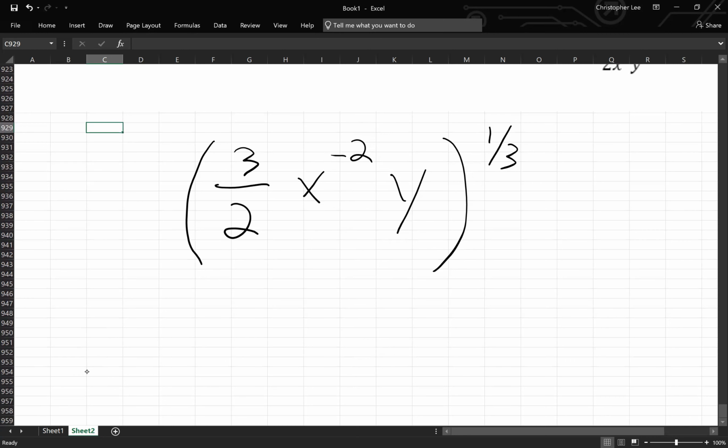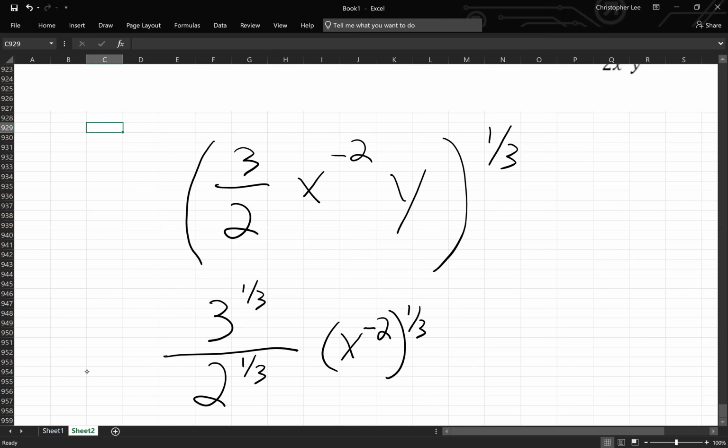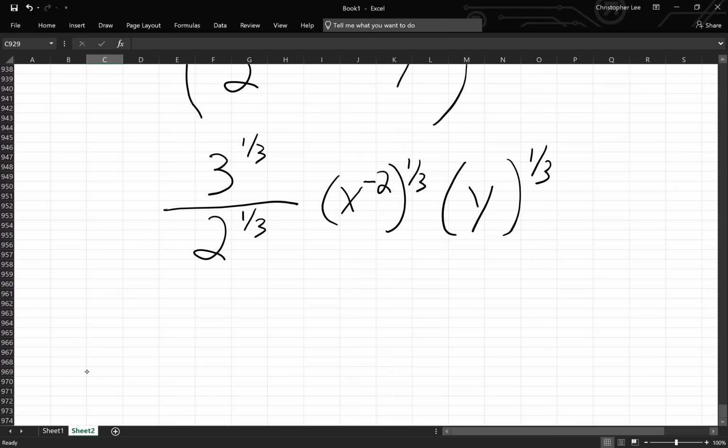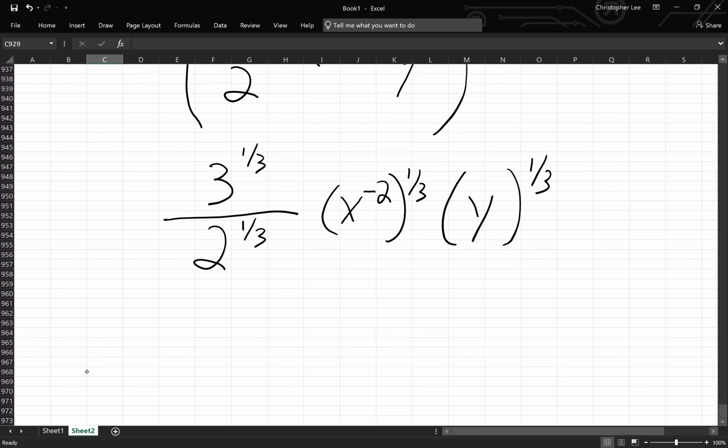Yep, so we're gonna have 3 to the 1/3, 2 to the 1/3, x, excuse me, to the -2 power to the 1/3. Then you're gonna have y to the 1/3, right? Did I lose you? So you put everything to the 1/3 there. Everybody gets the power individually.